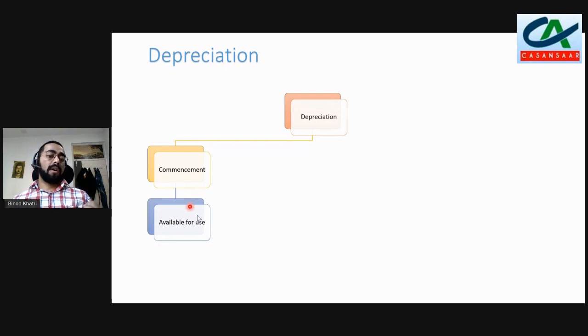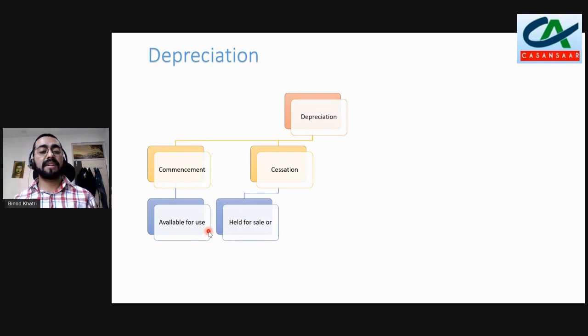Then we have to apply that depreciation from the month of December only, because from December the AC was available for use, not from the actual use. I'll tell you the reason. For example, if you're not using that asset, but due to some technological change or due to time, the cost is reducing day by day. So we have to charge depreciation from the day it is available for use.